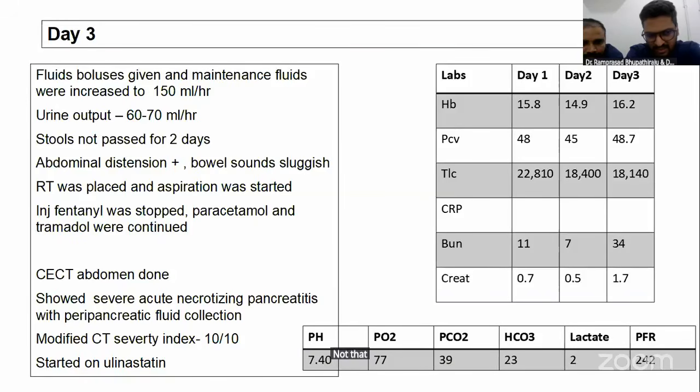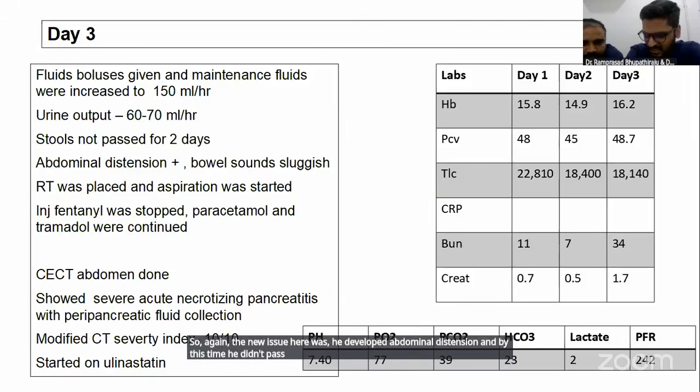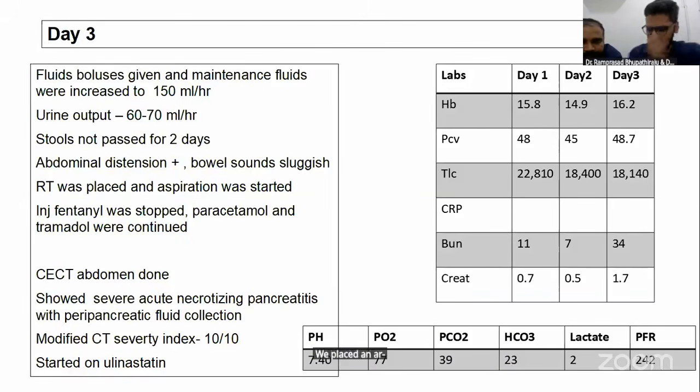So again, the new issue here was he developed abdominal distension, and by this time he hadn't passed stools for 2 days, and bowel sounds were also sluggish. We shifted him for a CT abdomen, ma'am, on day 3. I'll just show the video.